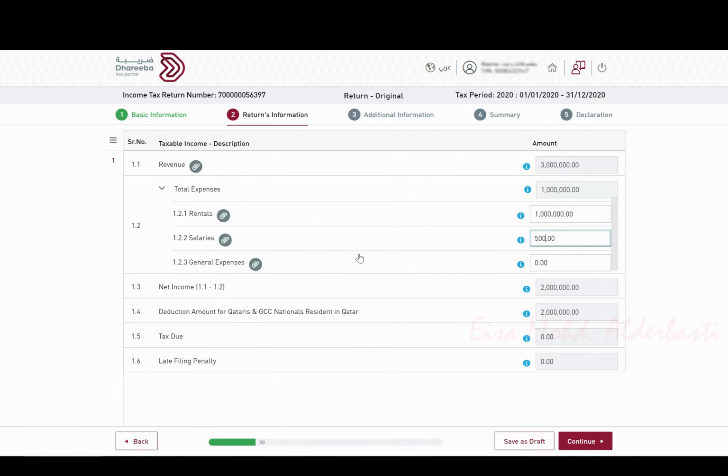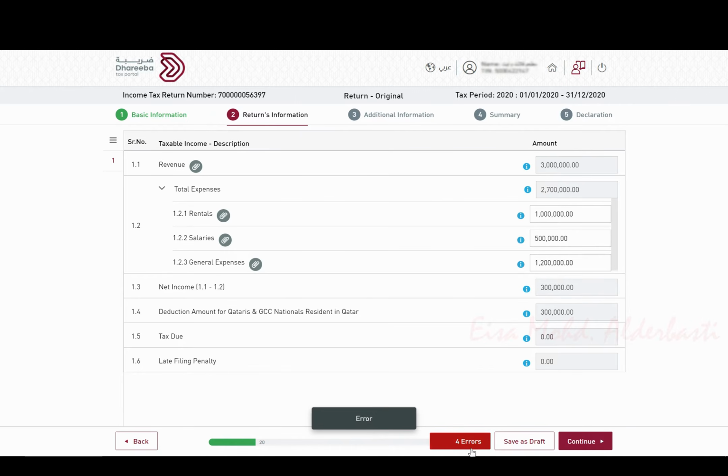So there are people who might be filing for the first time and they don't know what constitutes a general expenditure. General expenditure could be all your non-core expenditure other than rental and salaries. So all your other expenditure must come into it. I'll take you through that slide a bit later. Let's go and attach now the revenue slide.